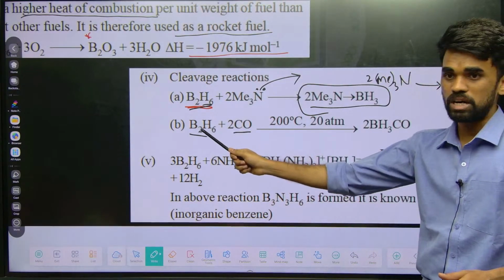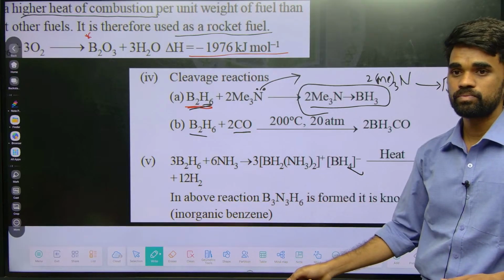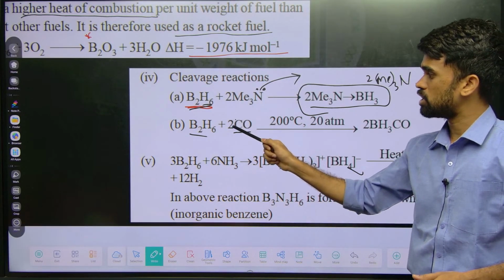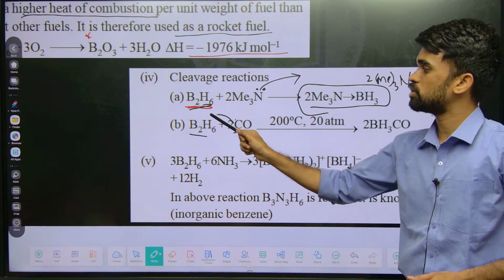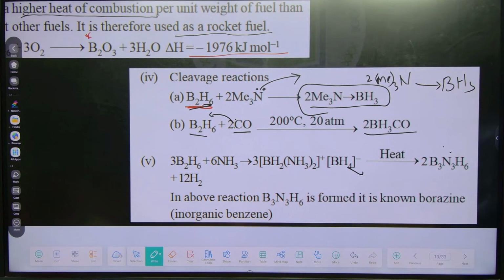Next, the same diborane with CO, carbon monoxide. Here also it breaks into two equal halves. The lone pair of electrons on carbon will be given to each of the borane units. So it will also form a similar type of product. Okay, next.